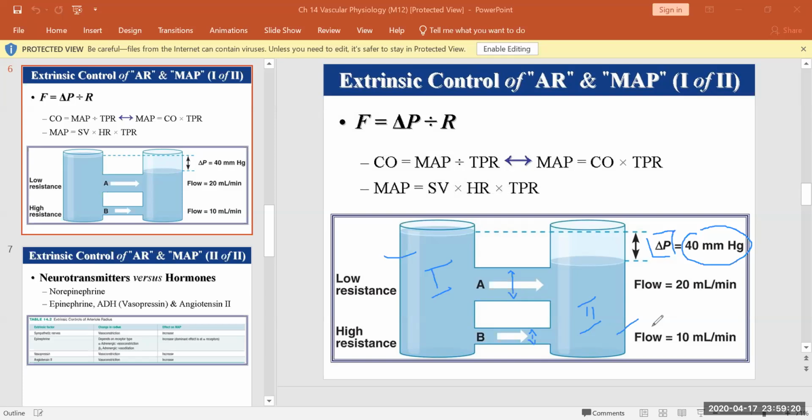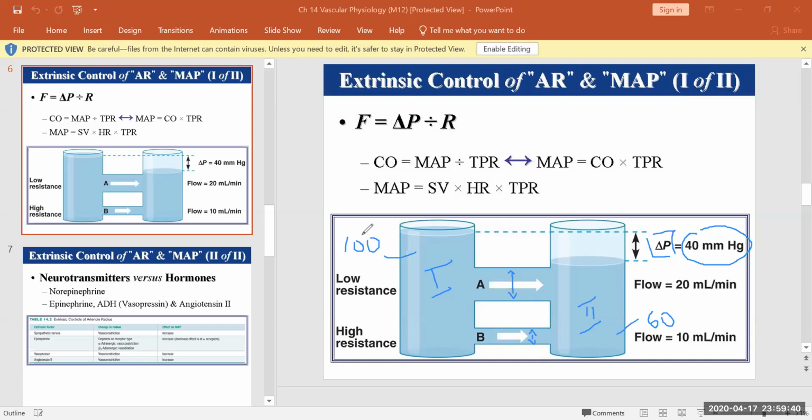So that delta P 40, let me demonstrate this. So let's say this compartment 1, you have 100 millimeters of mercury versus this one, you have 60 millimeters of mercury. The pressure gradient is at 40.